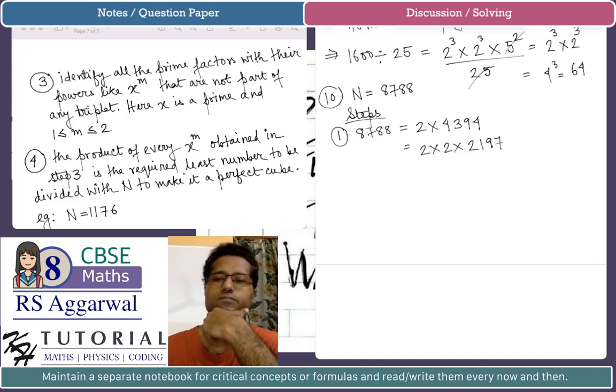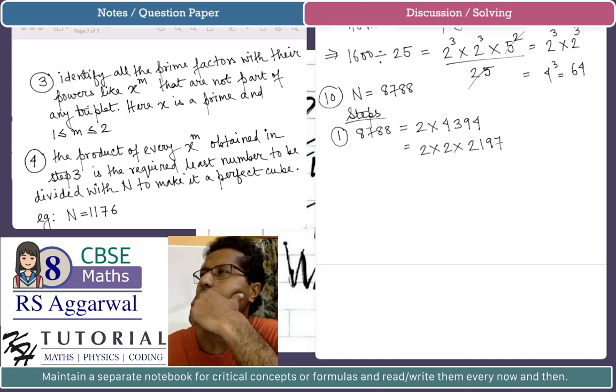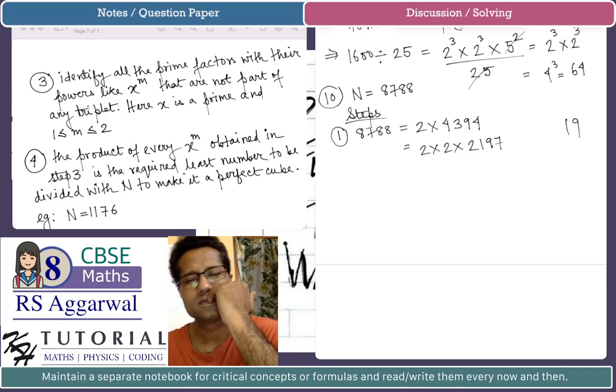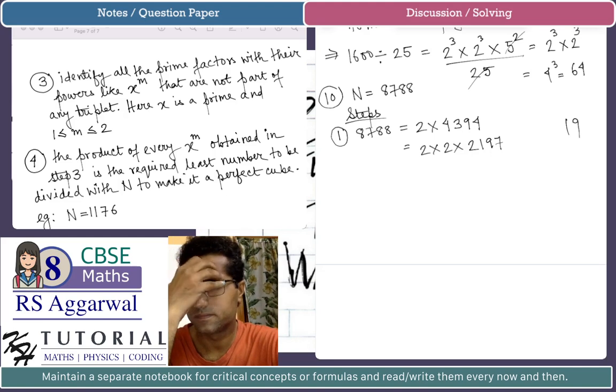Oh, um, you divide by 19. 11, 11, 11, 10, 99. Prime factorization of 2197.